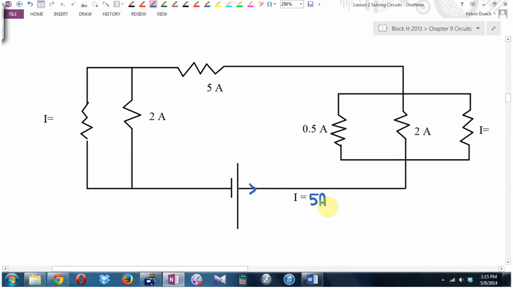And I'm telling you, once you know total current, once you know how many amps are leaving your battery, the question falls apart. Let's go skiing. That's downhill. Some went this way, some went that way, some went that way. Can you figure out how many went in this right-hand one? How many amps came in? So 5 amps came in, 0.5 went that way, 2 went that way.